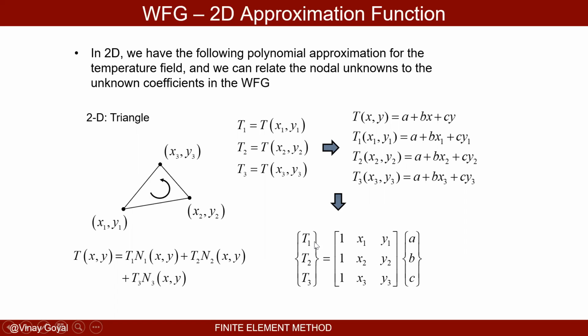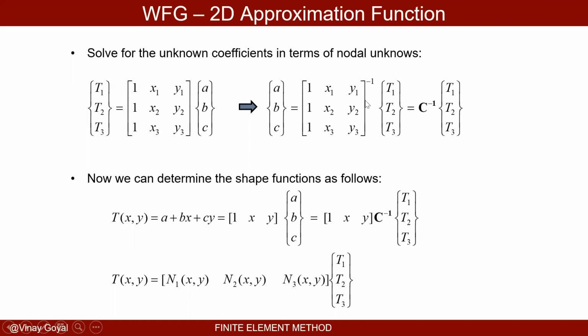So I can put that in this matrix like that, and solve for A, B, and C by inverting that matrix. So I get this. I call this C bold inverse. And yeah, that's how you find A, B, and C in terms of T1, T2, and T3. And then I know that the temperature is A plus Bx plus Cy. Column vector times row vector should give me that. But I found A, B, and C, and that's C inverse times this. And I can just plug it in here. And if I multiply this row vector times C bold inverse, right here, this multiplication gives me the shape functions I'm looking for.